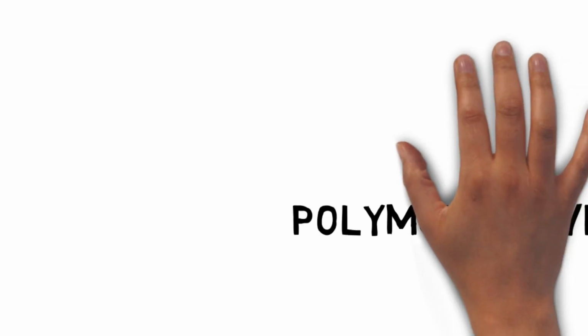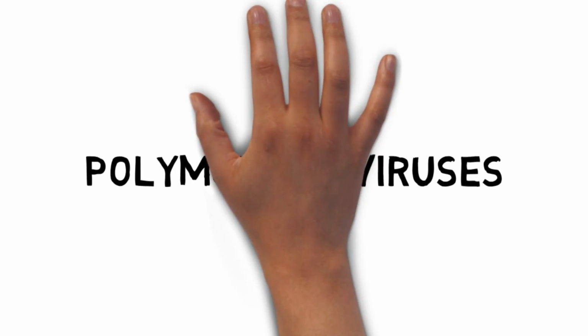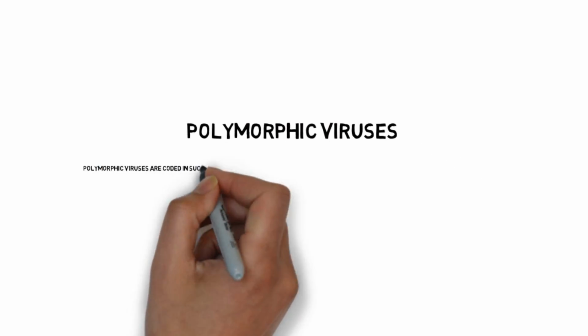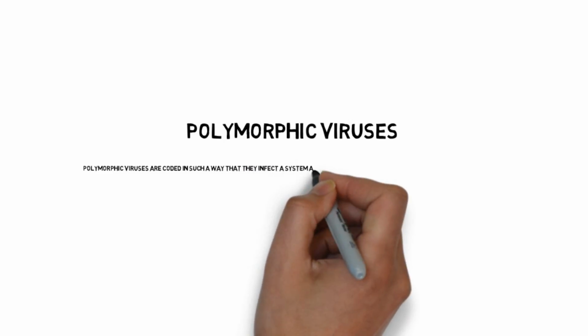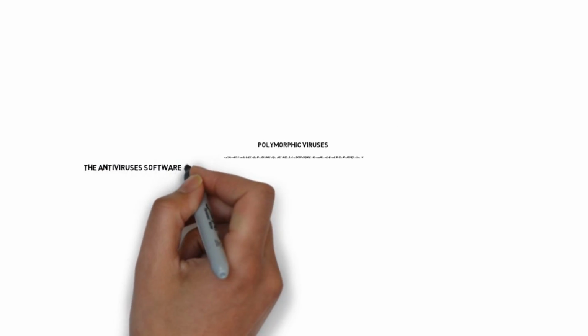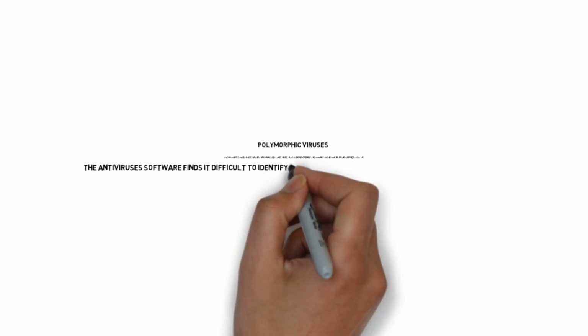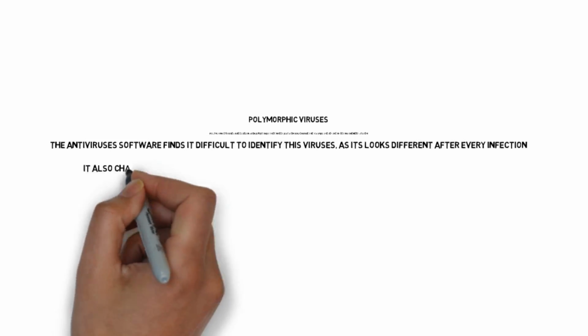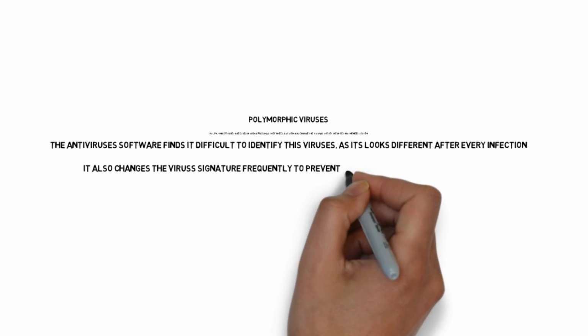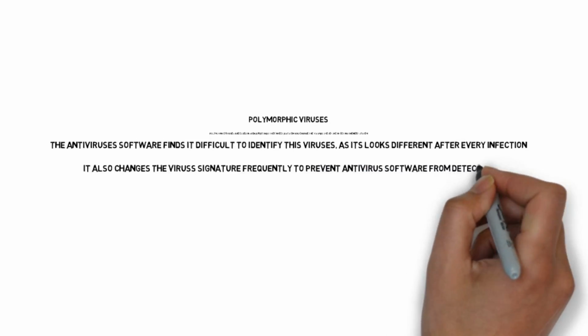The next one is polymorphic viruses. Polymorphic viruses are coded in such a way that they infect a system and change their signature before infecting the next system. The antivirus software finds it difficult to identify these viruses as they look different after every infection. It also changes the virus's signature frequently to prevent antivirus software from detecting it.